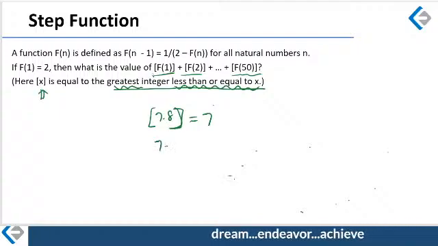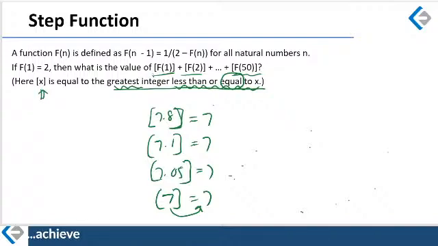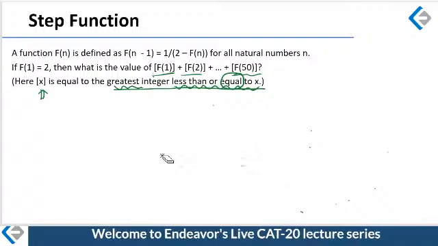What if I have 7.1? Still 7. What if I have 7.05? Still 7. What if I have 7? Then also it's 7. That is why he meant less than or equal to x. If you write an integer in the square bracket, then you call it 7. That's all he mentioned. No big deal. He just explained that particular function, what I tried to explain, very gracefully.